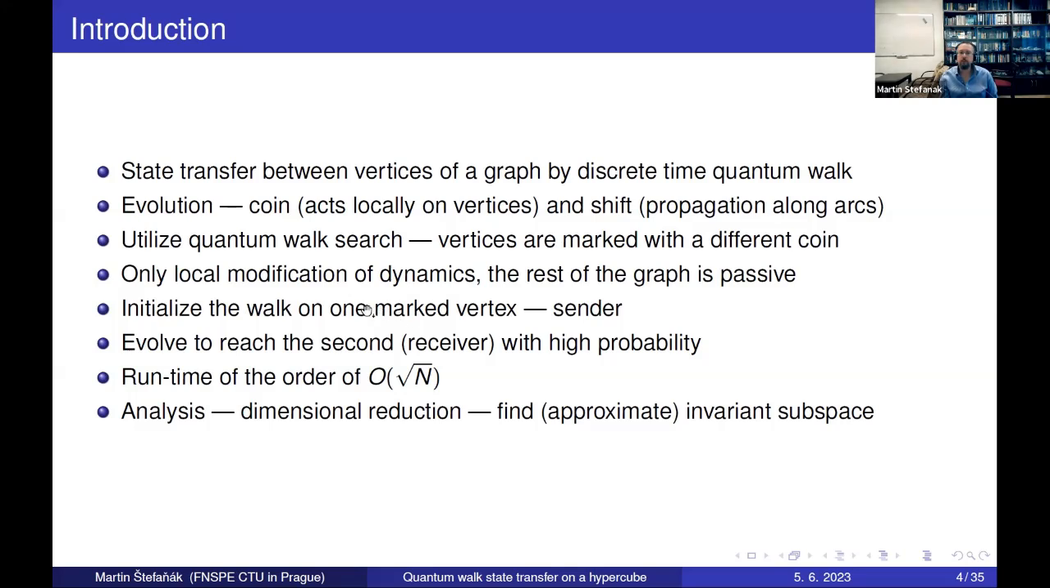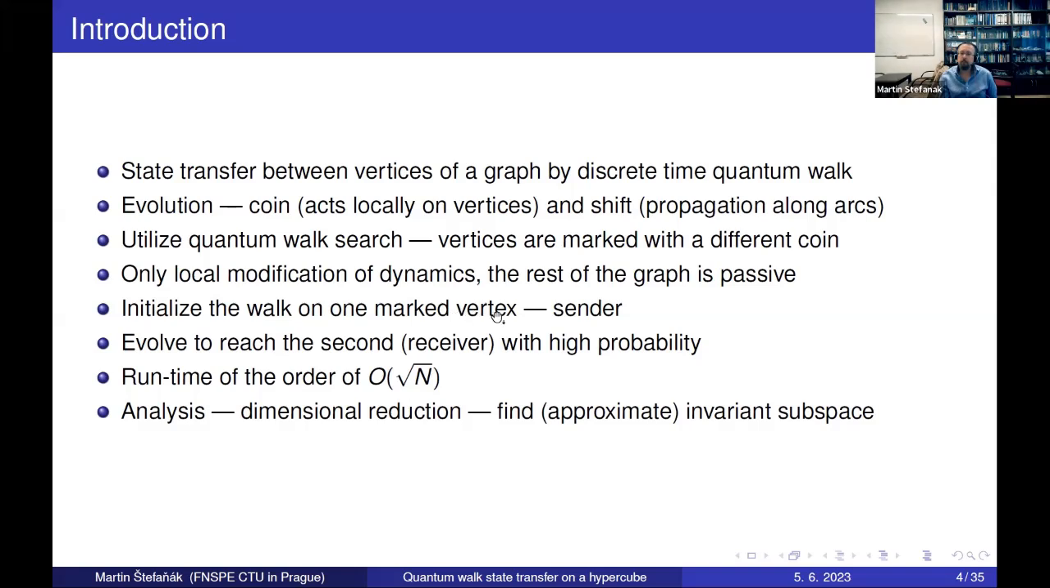We initialize the walk on one of the marked vertices, the sender, and our aim is to evolve this discrete time quantum walk to reach the second vertex with high probability after a certain number of steps. This number of steps is usually of the order of the square root of the total number of vertices. This comes from the quantum walk search, which for most graphs gives you a quadratic speed up over the classical search. So you can find the marked item in an order of square root of n iterations, and the same applies here for the state transfer.